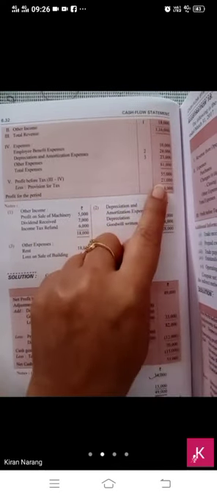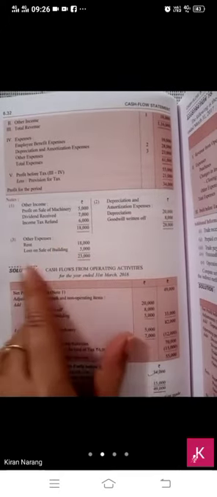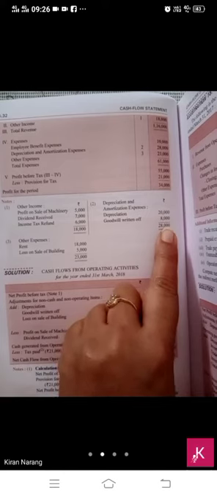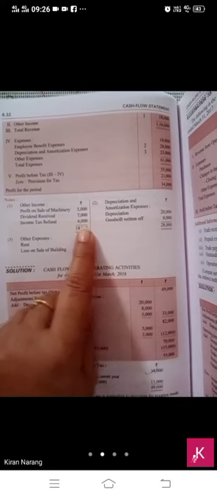Nothing more is given to you except provision for tax. Yeah, provision for tax is given to you as 21,000. This we will take. Now बच्चे, have a look at the notes. No additional information is there. Depreciation and goodwill write-off will be added. 28,000 will be added. Then profit on sale of machinery, dividend received and income tax refund.